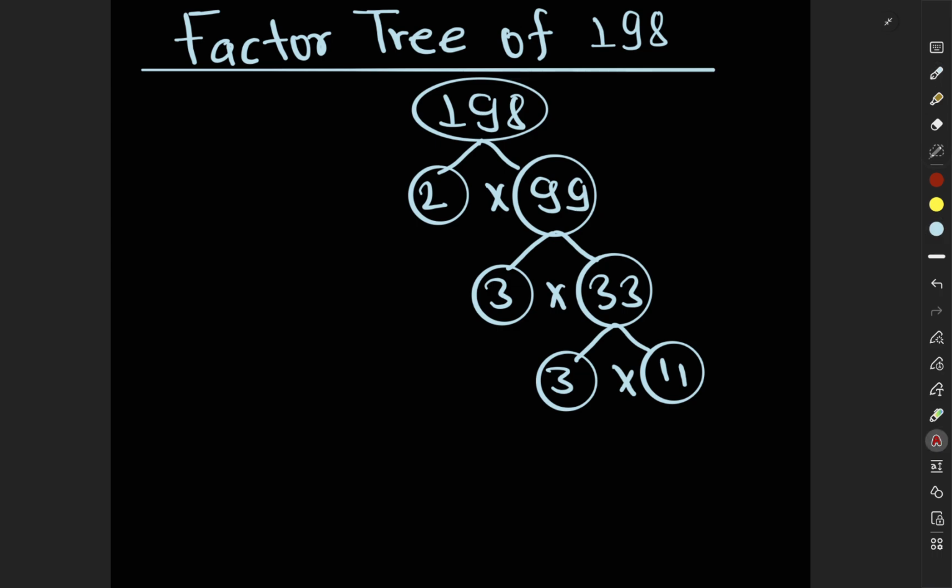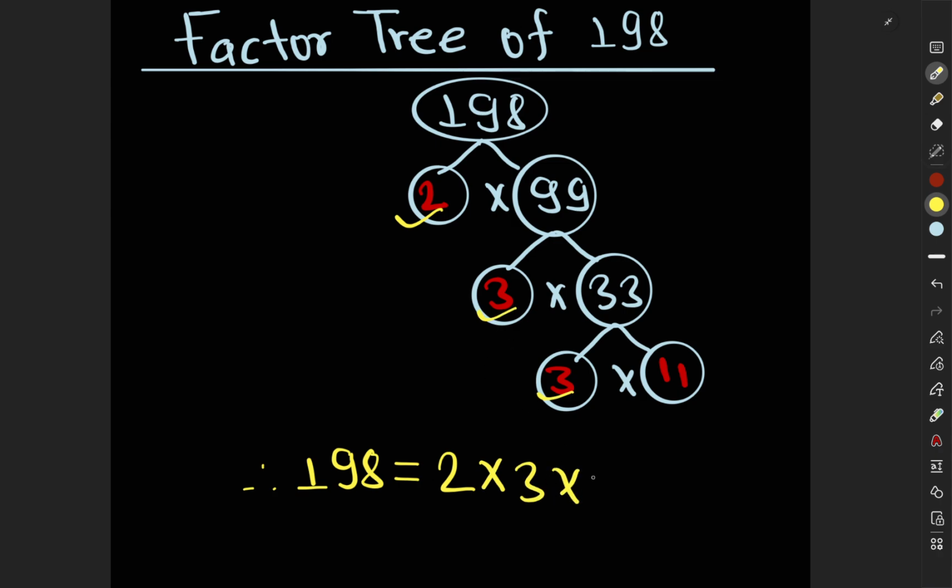So now we select the prime numbers among these numbers. So the prime numbers here are 2, 3, 3 and 11. So we can write 198 is equal to the product of all these prime numbers, that is these 2, 3, 3 and at last this 11.